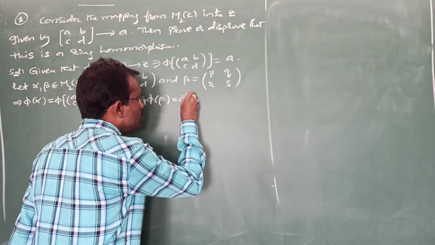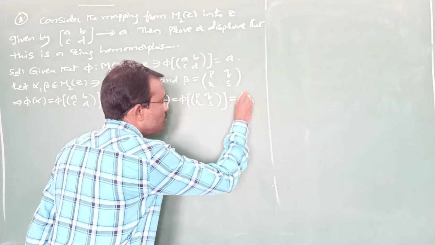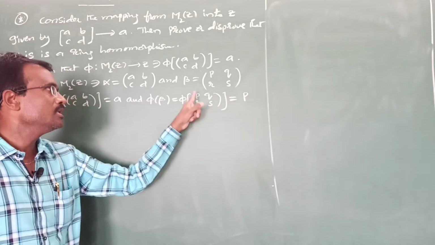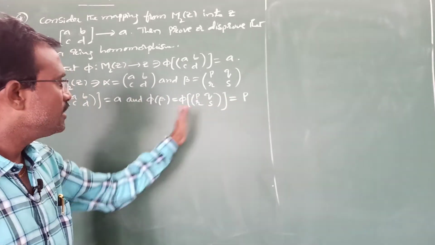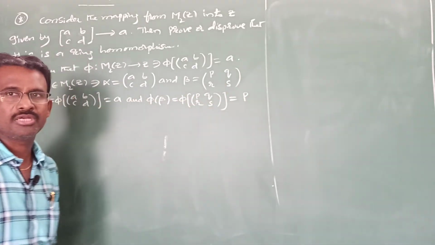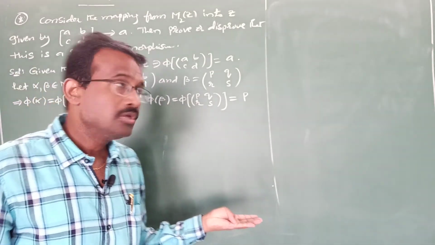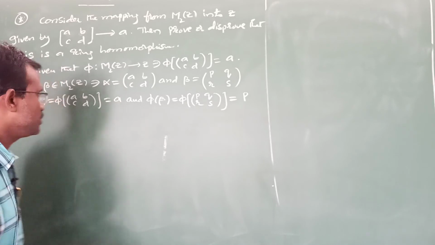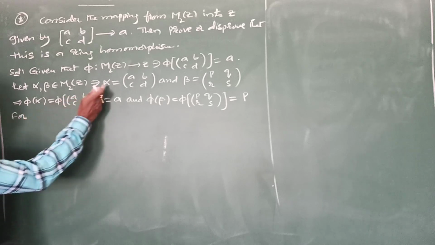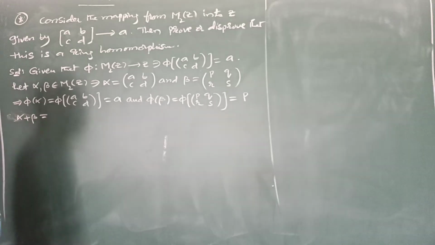In the similar way, phi of beta is phi of matrix p, q, r, s. This is the first element p. Our definition says this should map to its first entry p. Here phi of alpha is a and phi of beta is p. Try to remember that. Now first I want to verify the homomorphism condition under addition. For alpha, beta belonging to M2 of Z, first define alpha plus beta directly. I am not extending it.